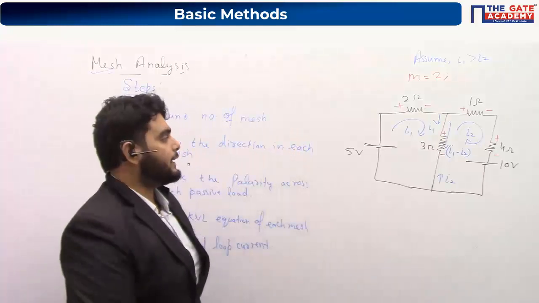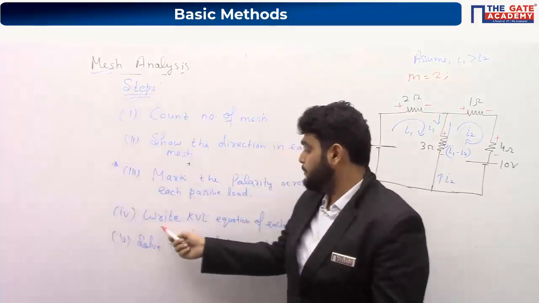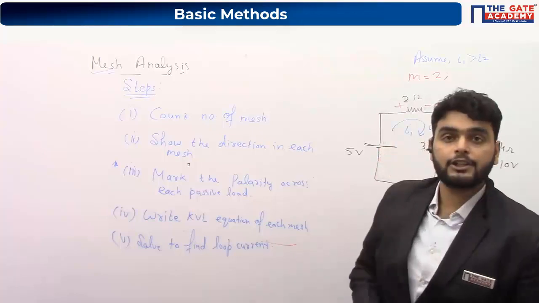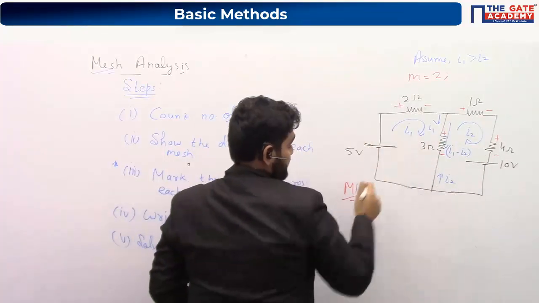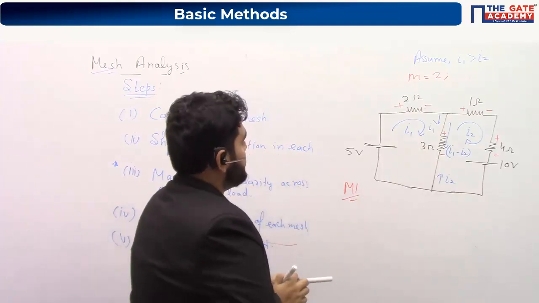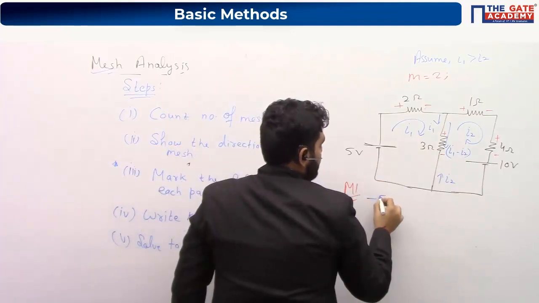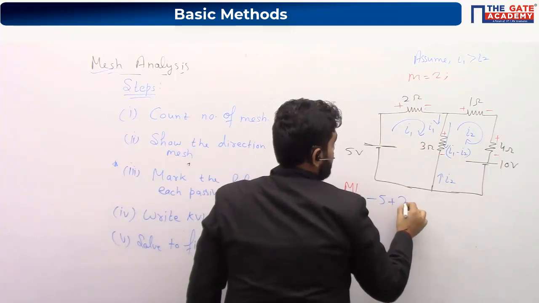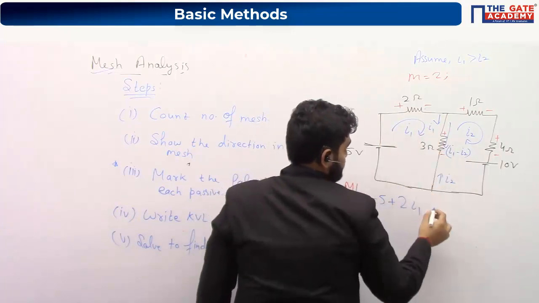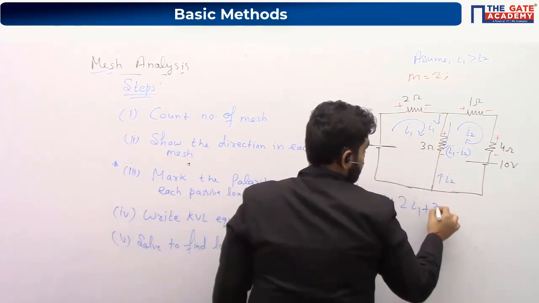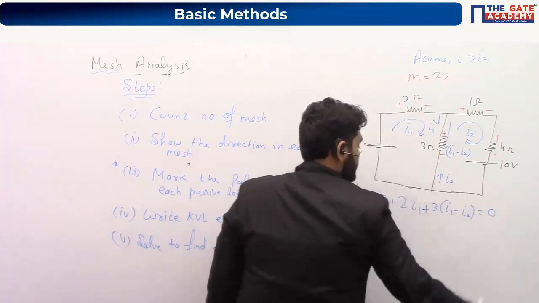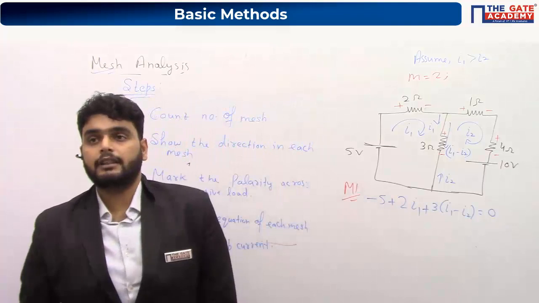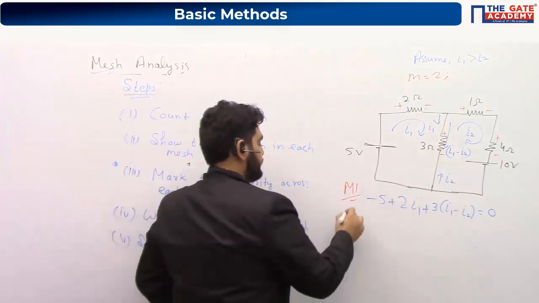Right? Now I can write the KVL equation, which is the next step. Write the KVL equation of each mesh. So let's suppose I am taking mesh 1, this mesh. Now write the KVL equation. Minus 5 plus 2I1 plus 3(I1 minus I2) equal to 0. This is the KVL equation of mesh 1.